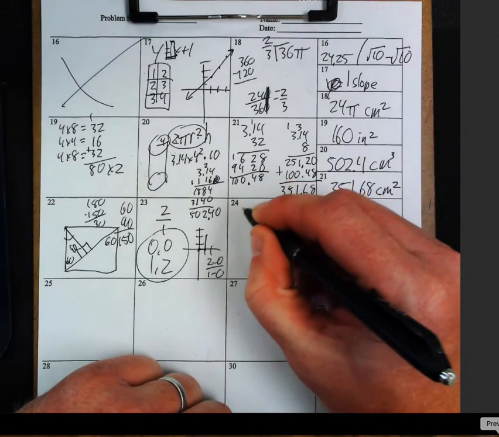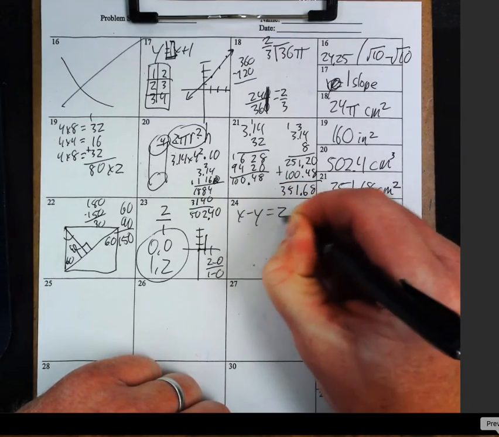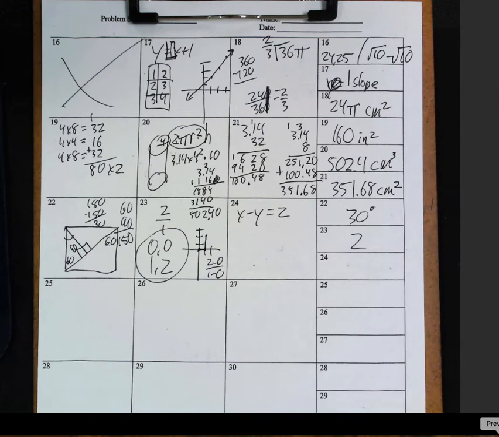Solve for x, yesterday's problems. For a, I have x minus y equals z. I need x by itself. What do I need to get rid of? Why?